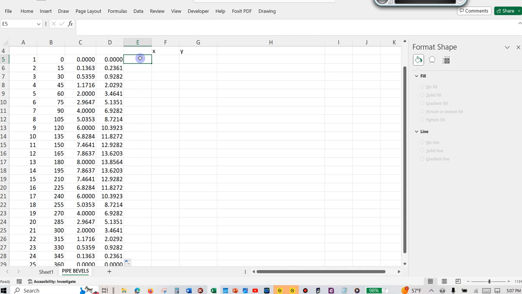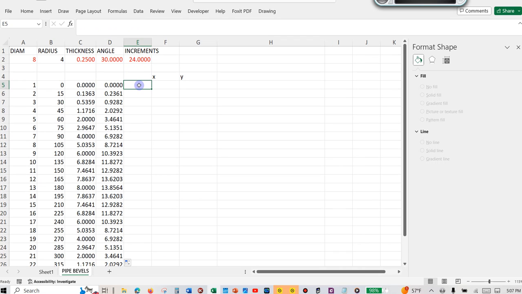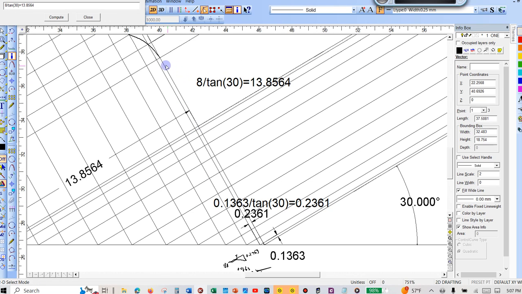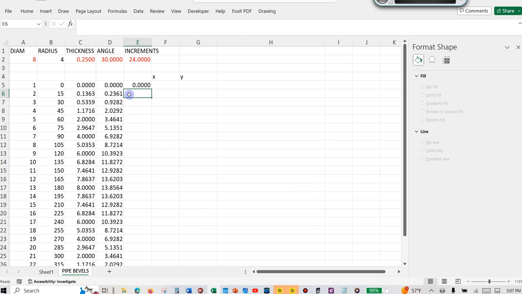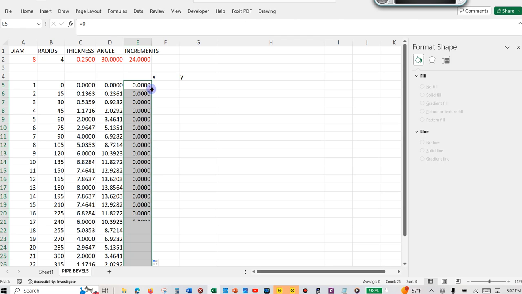And then we're going to do the increment. We're going to say equals 0, because that's how we're going to start out. The height here is 0. The next one will be 0.2361. So equals, actually I can just do this now. Nope, that's 0. Equals, I'm looking for the run. What the hell did I just do?